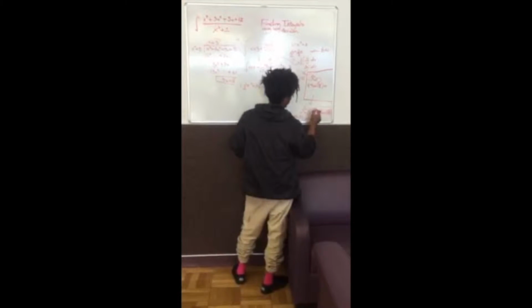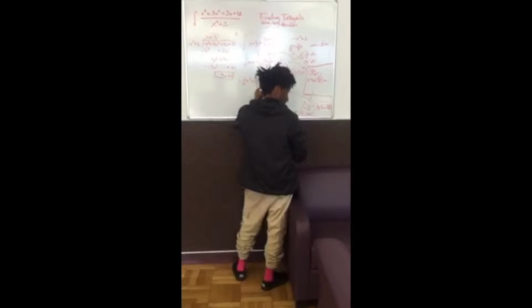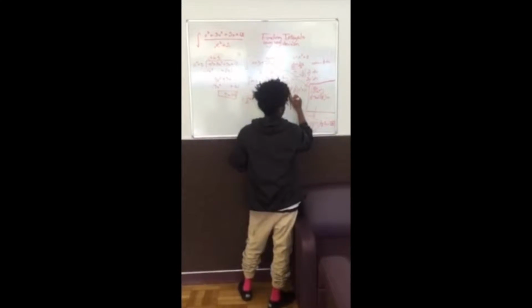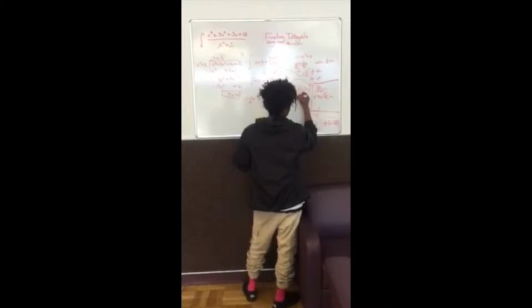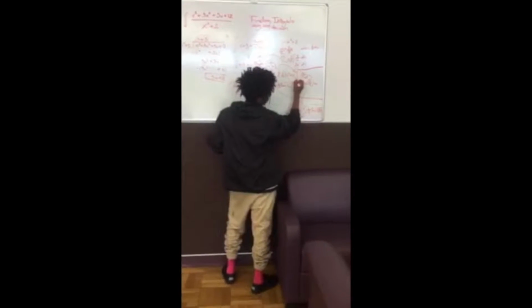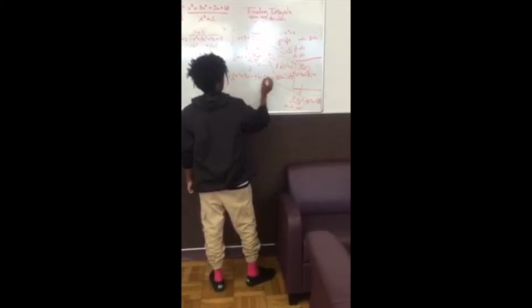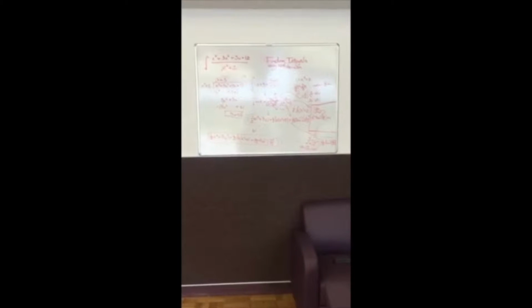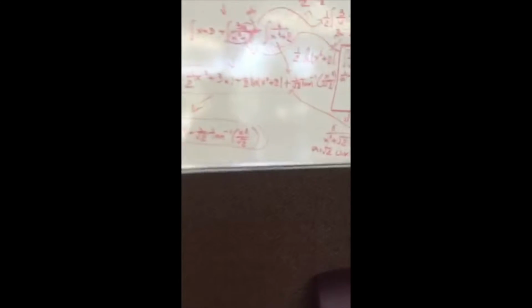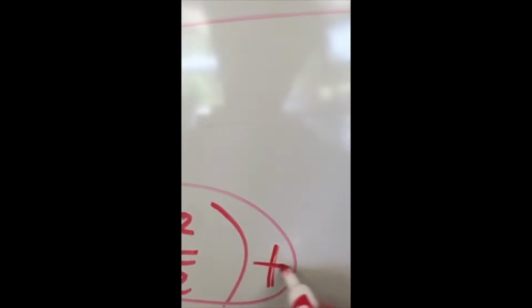And our answer would end up being 1/2 x squared plus 3x plus 1/2 ln of x squared plus 2 plus 1 divided by the square root of 2 times inverse tangent of x squared divided by square root of 2. And before I forget, last step. Yep, I forgot. The plus c.